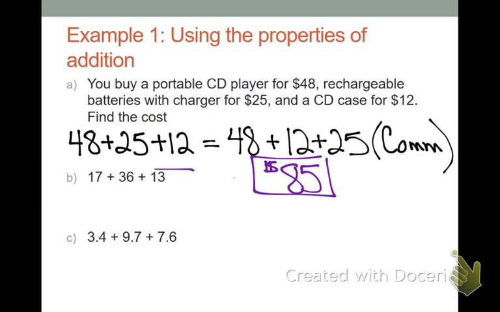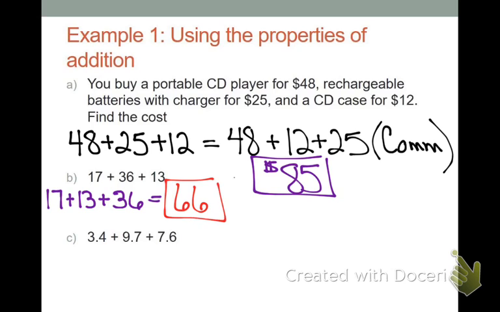So I want you to try to rearrange letter B on your own, on your paper. Write it down on your paper. Try to rearrange it and then solve it using mental math. Okay, so how did you rearrange them? 17 plus 13 plus 36. Yeah, very good. Plus 36, because 17 plus 13 is what? 30. 30 plus 36? 66. All right.